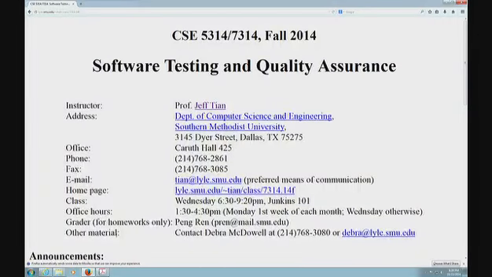Okay. Actually, I have a couple of things I want to talk a little bit about before we go ahead and wrap up this part on the Markov operational profiles and things. Okay. So I will talk about two things here.